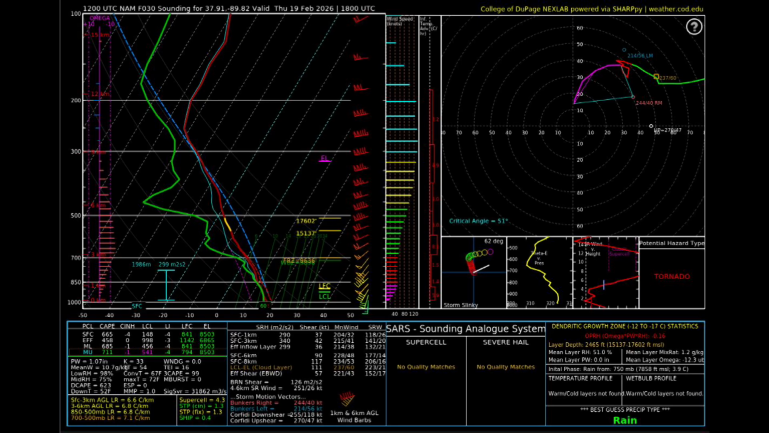You can also see pretty skinny CAPE values, which is this area here. There is also excellent turning of the wind with height, noted by the changing wind speeds and directions of the wind barbs over here. The large, curved hodograph on the right confirms this. Indeed, you can see down here, the low-level SRH and effective inflow layer values are very high. Looking at this, I would say again that the wind profiles are pretty incredible, but the limited instability is probably going to be the cap on this event.